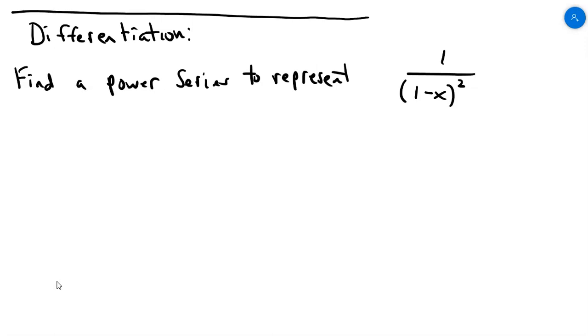In this video, we'll take a look at a couple of different properties of power series, integrals, derivatives, and we'll wrap it up with one nice problem at the end. So here's my question. I want to find a power series to represent 1 over 1 minus x squared.